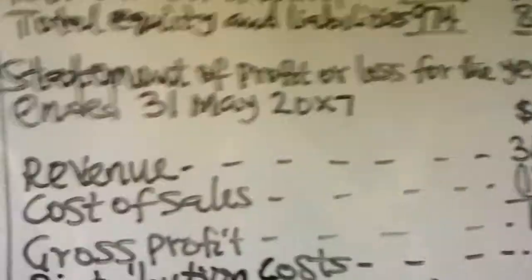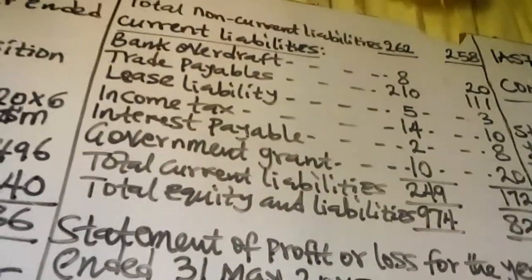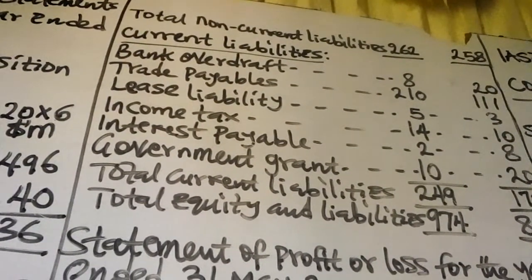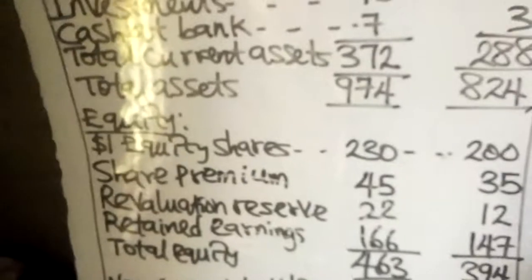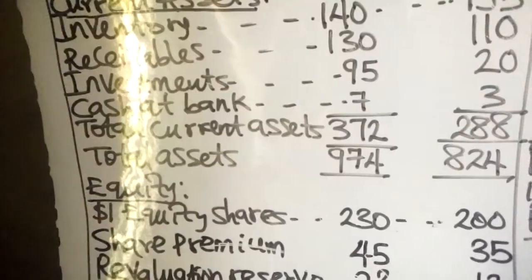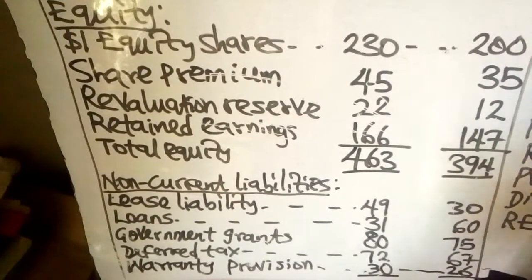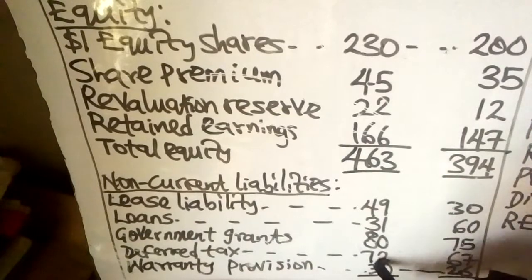Now let's look for those figures. Under current liability, you have income tax. The opening balance is 10, while the closing balance is 14. Then under non-current liability, you have deferred tax. The opening balance of deferred tax is 67, while the closing balance is 72.